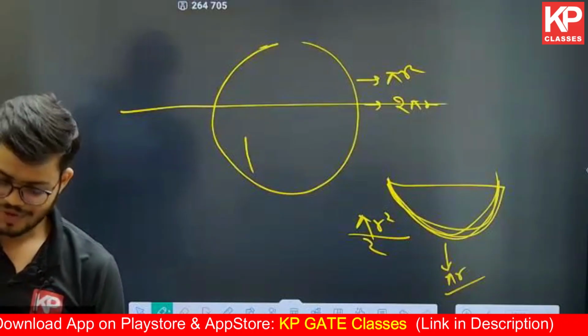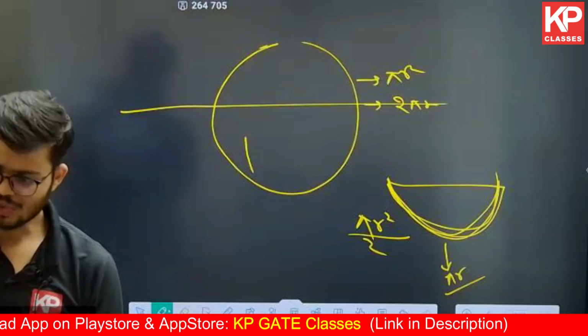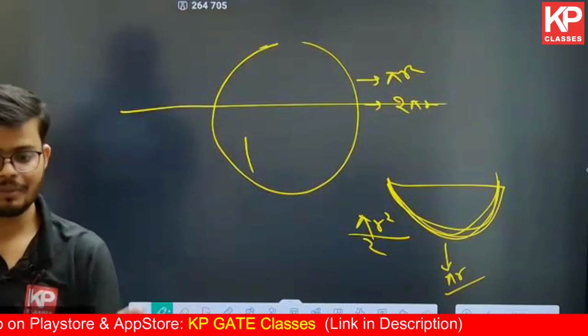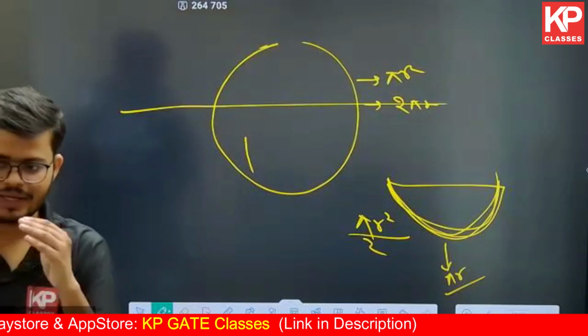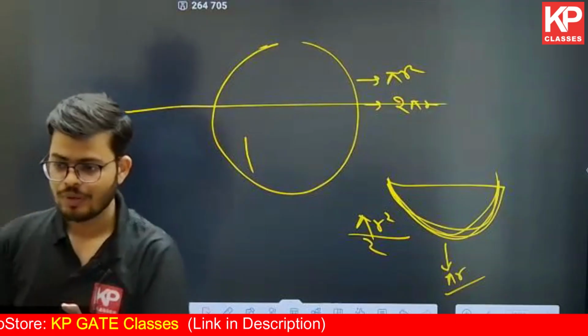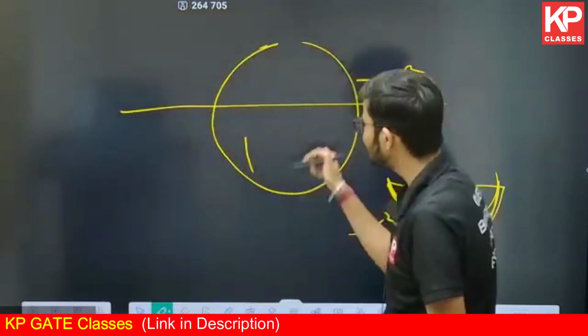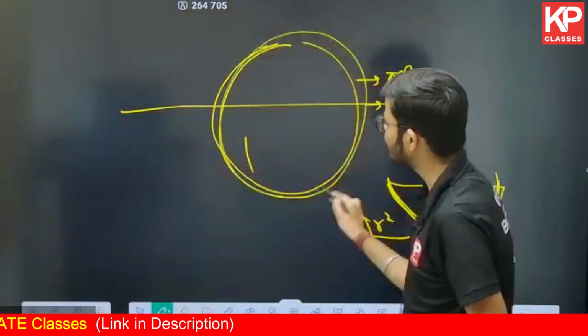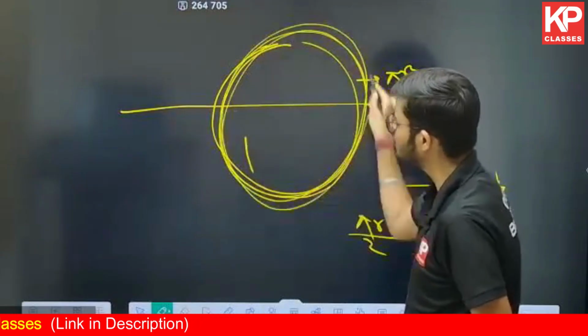Now, if I am going to divide the circle into two parts, the area will be half. Initially, the area was pi r square. Now the area is pi r square by 2. But what will be the perimeter? Initially, the perimeter was this only. This total was the perimeter. So the perimeter was 2 pi r.